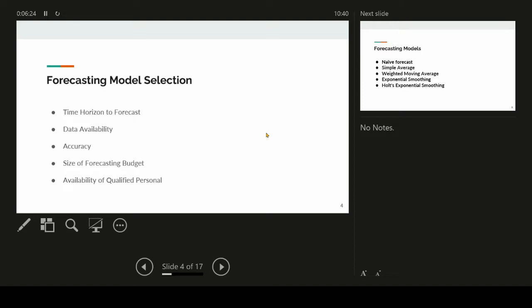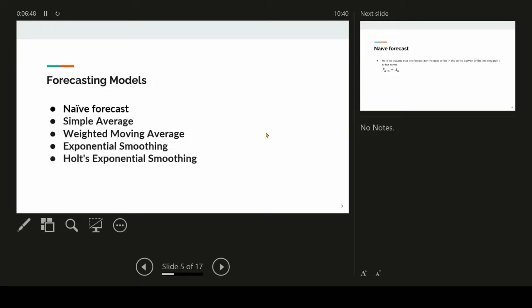Then comes the availability of qualified personnel. That is also an important matter because we are using complex models. We need to fix a constant. So highly qualified personnel with high experience can give a more equilibrium constant that can improve the accuracy of the system. So these are the forecasting models that we are going to look at: naive forecast, simple average, weighted moving average, exponential smoothing, and Holt's exponential smoothing. So Roman will take care.